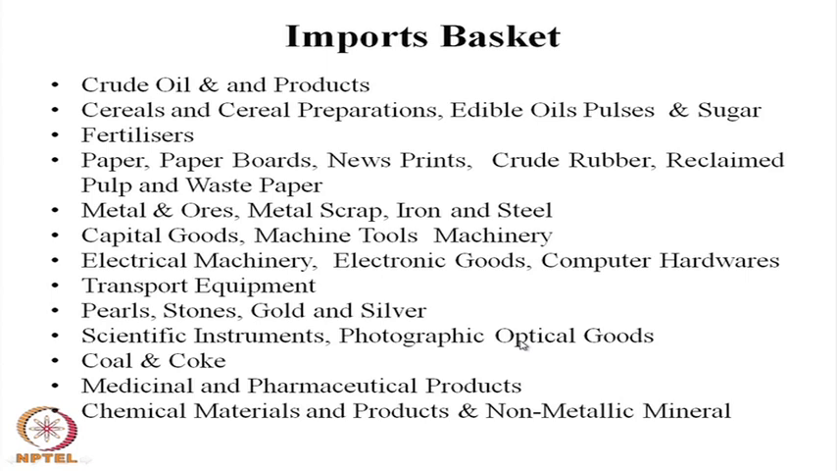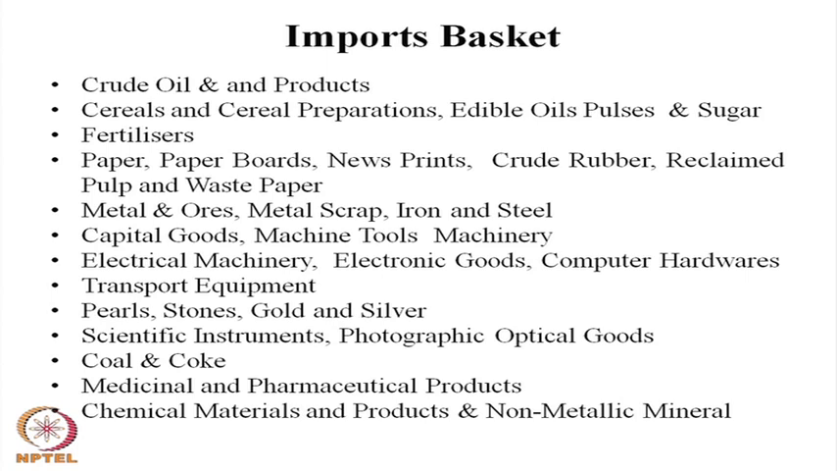So, when we come from the export side to the import side, if you see our basket of import, we will be astonished, because our basket of import is primarily petroleum crude oil. Crude oil imports constitute nearly 30% of our import basket. So, crude oil and its products make up nearly 30% of our import basket. After that come cereal preparations, edible oil, pulses, sugar, and fertilizer, which are other parts of our import basket.